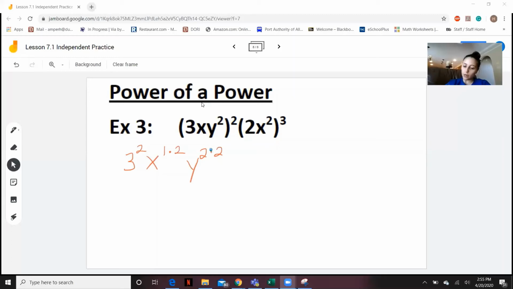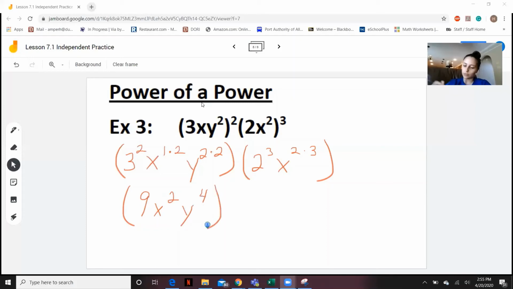So this is our first term, okay, that we're going to be multiplying. The second one is 2 cubed x to the 2 times 3, okay? So now let's simplify what we have inside of our parentheses. We'll end up with a 9 x squared, because 1 times 2 is 2, y to the 4th, 2 times 2 is 4, and then we'll have 2 to the 3, which simplifies down to 8, x to the 2 times 3 is 6, okay?